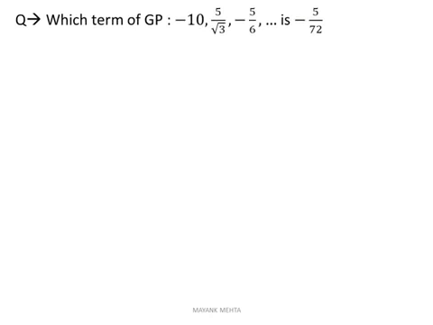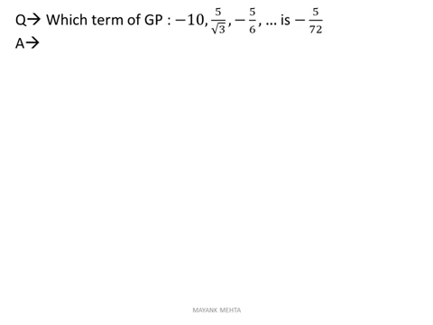Now, which term of GP is minus 5 by 72? See, the GP is given, the nth term is given. This question is very important. Do focus well over here. The nth term is given. So which number of term is there? You will need to find that.